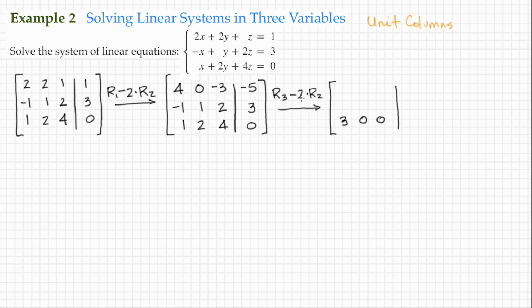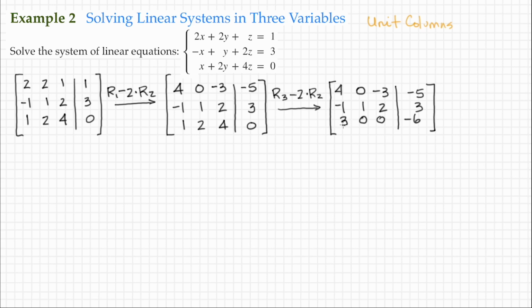3 times 2 is 6. 0 minus 6, that's -6. Now we can close off our bracket here. And we fill in the rest of the values. 4, 0, -3, and -5. -1, 1, 2, and 3. So we have now changed this column into a unit column. So we're done with this column.